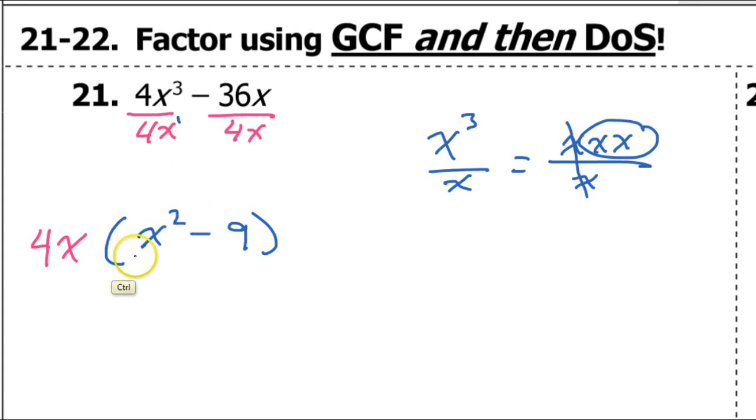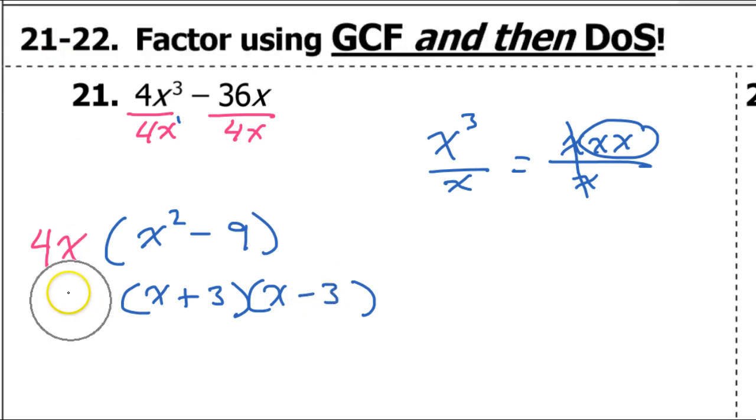Anyway, looking at the parentheses, hopefully you can see that this fits the difference of squares pattern. So I can continue the factoring process and do x plus 3 times x minus 3. And then I will just bring down that GCF. So this will be the final answer.